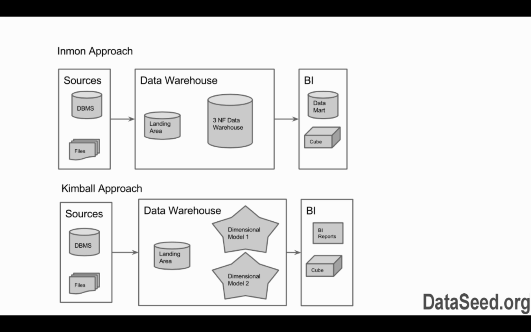For Kimball's approach, we again have the sources, and then we have the data warehouse, which contains staging area, and then the various data marts, which combine to form the data warehouse. The data mart is in dimensional format, also known as star schema. All reports and cubes can directly be built on the data marts.